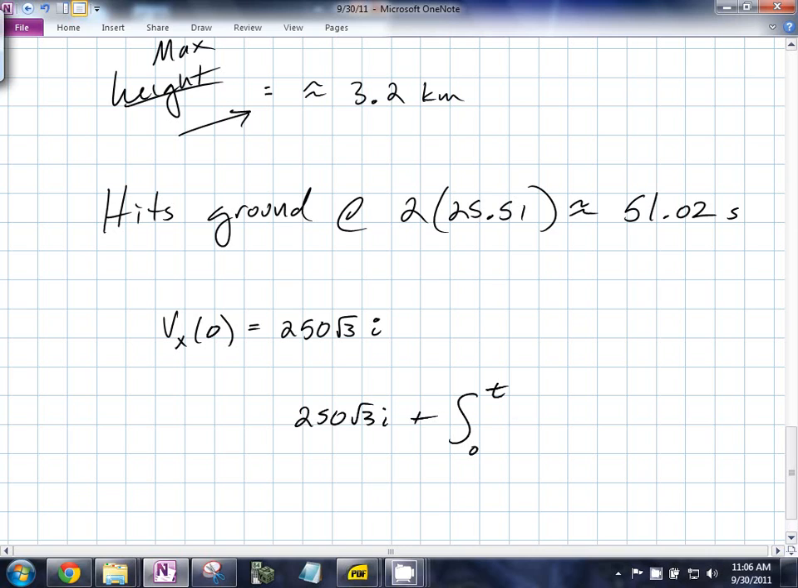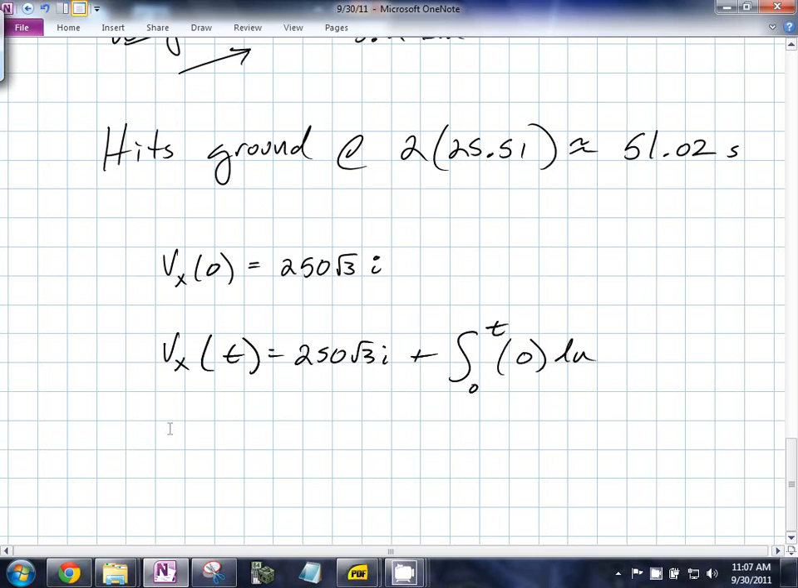Is there any force acting upon this besides the initial? No, there isn't, and let's say du. Great. So this right here is Vx of t. So what's this going to be? Vx of t is 250 i, what? Plus what? Plus c? Is that correct?